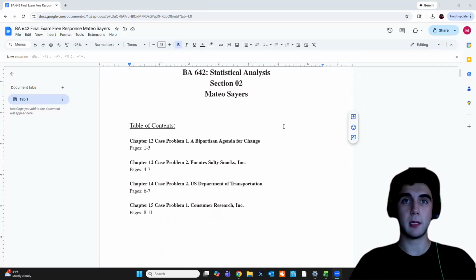Here we have my table of contents. We're going to start with Chapter 12, Case Problem 1, A Bipartisan Agenda for Change, and we're going to go from there.